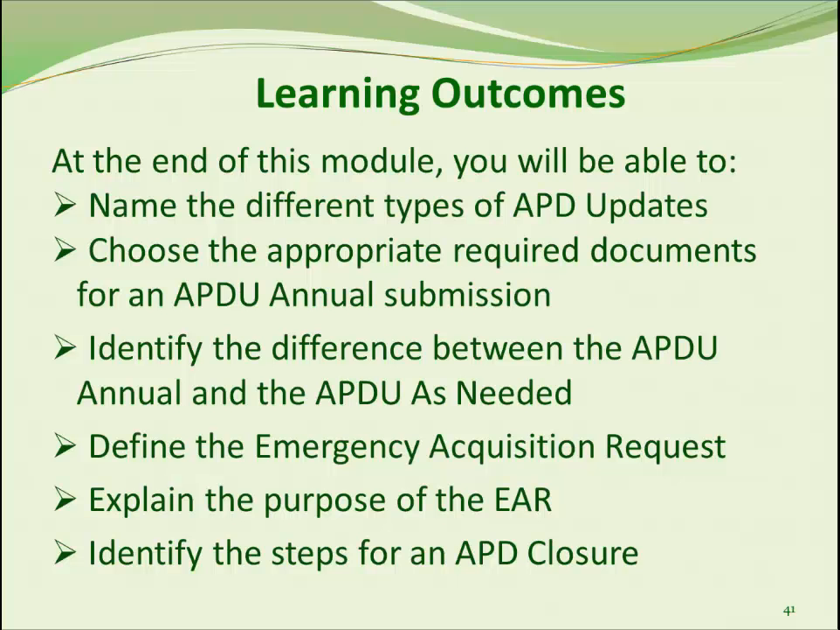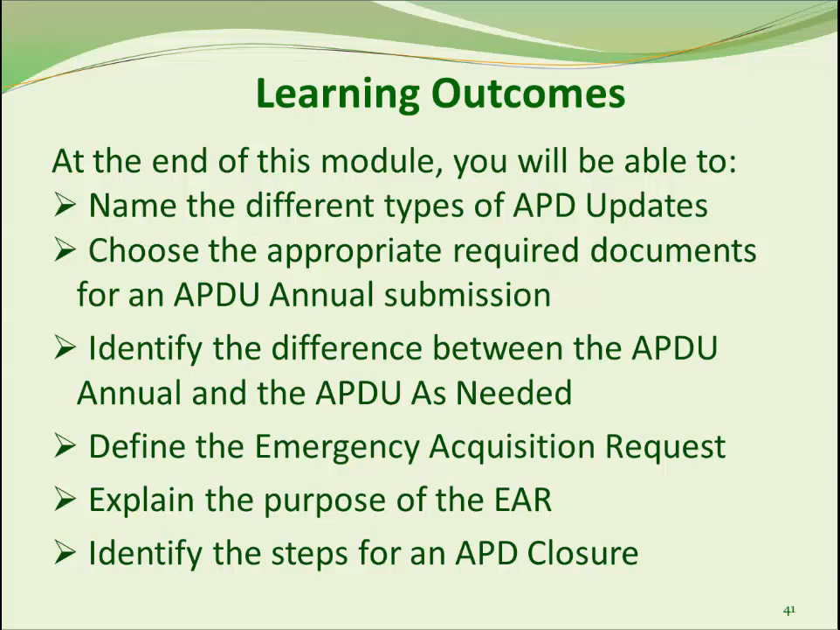Here's a review of the learning outcomes for this module. There are 2 different types of APD updates, the annual APD update and the APD update as needed. An APD update as needed is triggered by certain situations or events that require a more immediate update and approval than the annual APDU, which is basically a status update. We also covered what is required for the FNS review and coordination of these different updates.